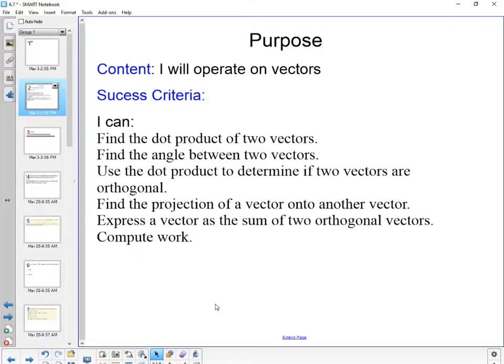Okay, so we're still working on vectors. We're going to operate on vectors today. Today we're going to do something called a dot product. I'll show you a couple different things between those. And then we're going to talk, this kind of blew my mind a little bit. We're going to use the dot product to determine if two vectors are orthogonal.